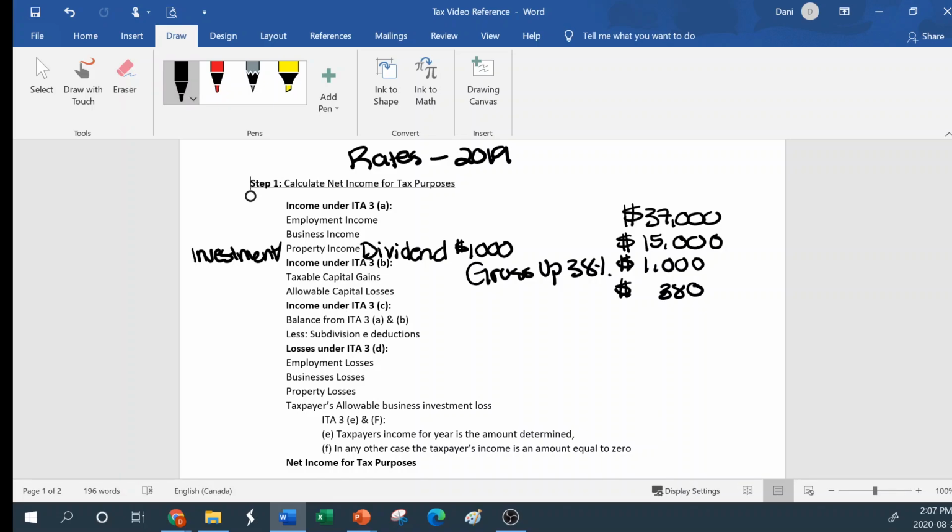So what happens is, if you have a taxable capital gain, okay, so let's say that, for example, we sold a bond that we had, and we sold it at a gain, and we made $1,000 on that bond. So this $1,000 is considered a capital gain.